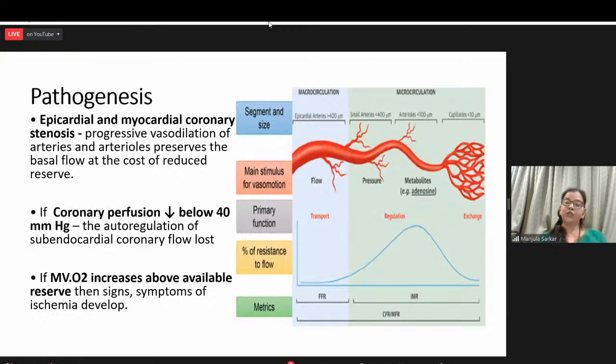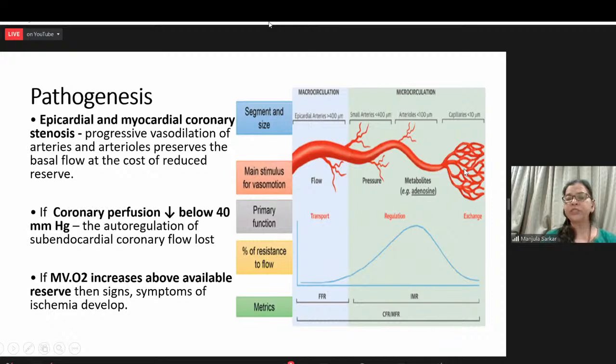So what is the pathogenesis behind it? If you see this picture, you come to know the microcirculation of the heart is going to get affected by many things. Epicardial and myocardial coronary artery stenosis leads to progressive vasodilatation of the arteries and arterioles, which preserves the basal flow at the cost of reduced reserve. If coronary perfusion falls below 40 mm of mercury, autoregulation of subendocardial coronary flow is lost. And if MVO2 increases above the available reserve, then signs and symptoms of ischemia develop.